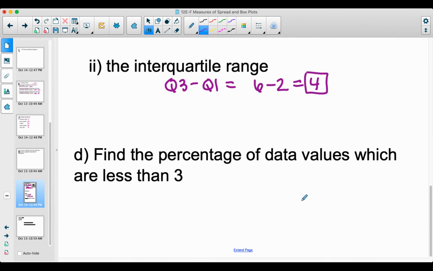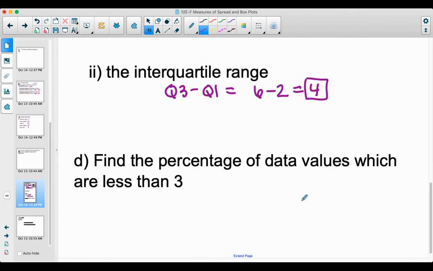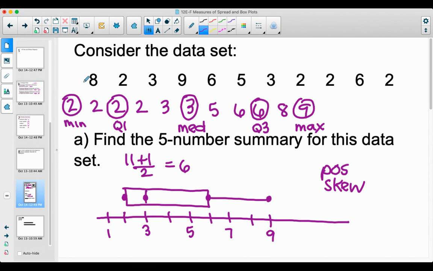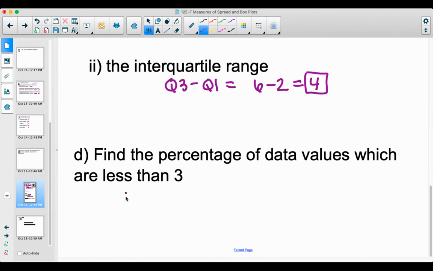And then it says find the percentage of data values that are less than 3. So if you go back up here, there are 4 numbers that are less than 3 out of the 11 total. And so 4 out of 11 is going to be 36.4%. So 36.4% of the data is less than 3. And that is your box plot.